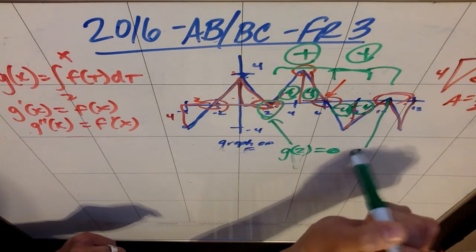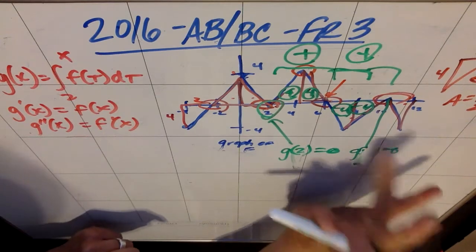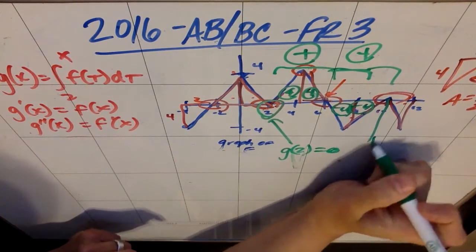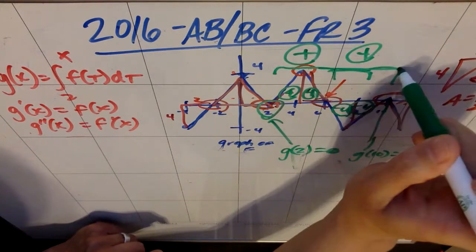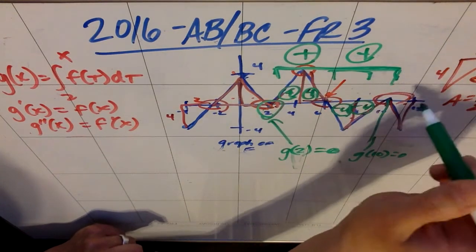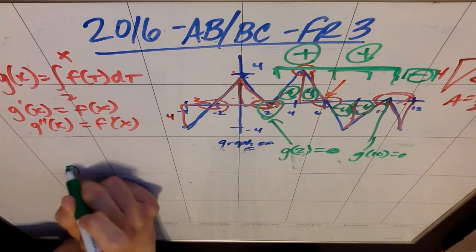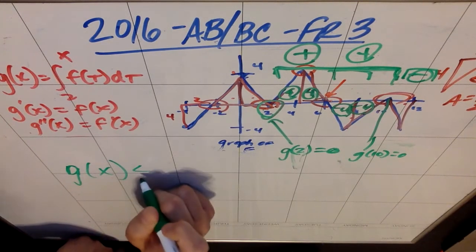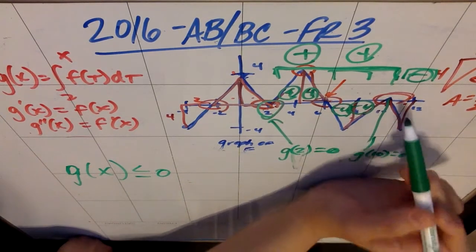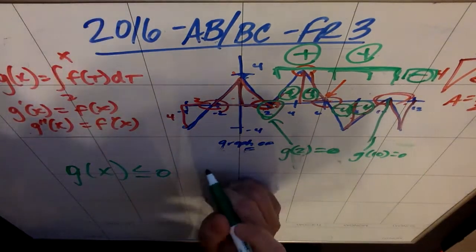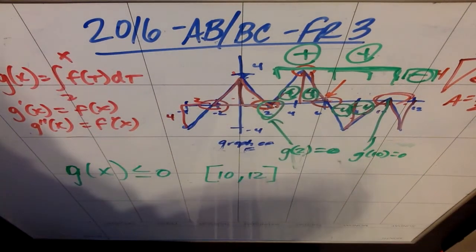So this is another spot. G of 10 is also 0. Okay, so g of 10, that's not any of those numbers I just said. So g of 10 is also 0, and so I was positive in this whole window, and then I'm negative down here. So the first answer is I'm definitely negative, so g of x is less than, and they did say equal to, 0. It's less than or equal to 0 starting at 10, until 12. So that's the first window.